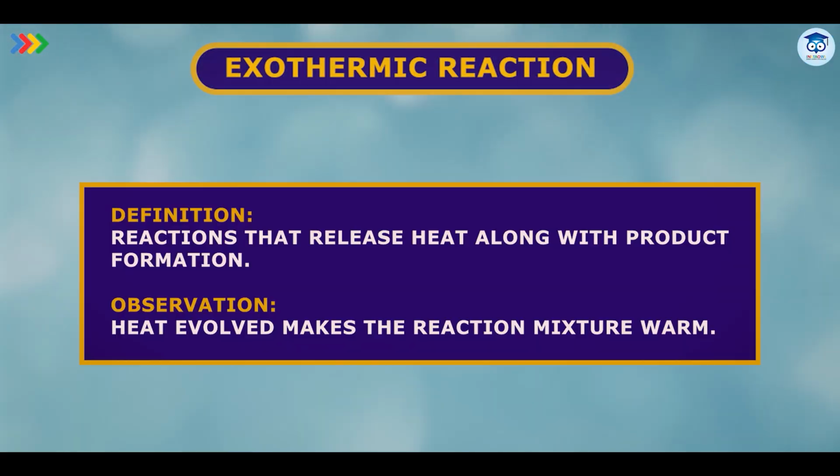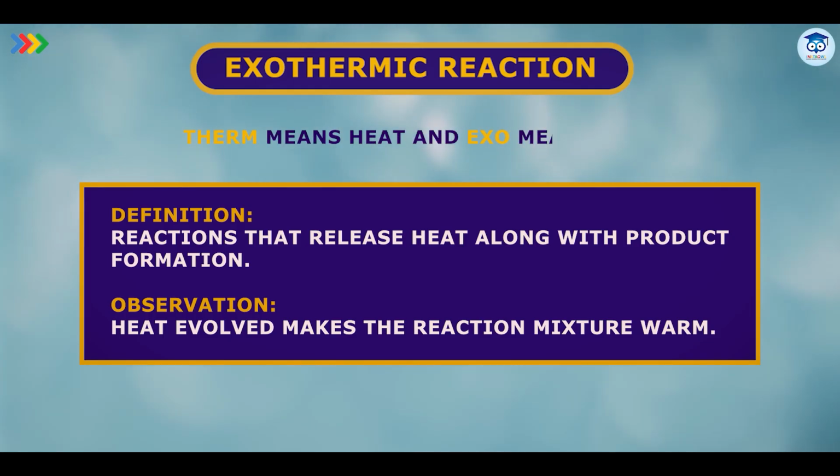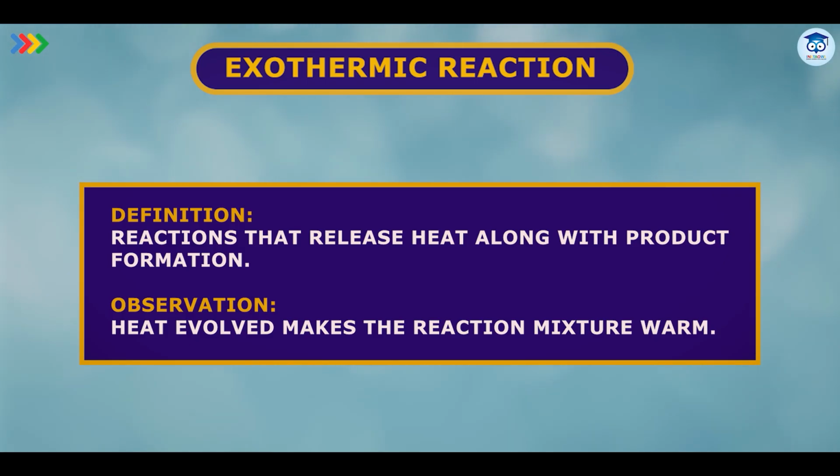Now let's try to understand another sub-part of the reaction, that is exothermic reaction. Talking about exothermic reaction, over here we can see that the word therm means heat and exo we can remember as exit. So reactions in which heat exits. When it is exiting, it will be released along with the products. So reactions in which heat is released are called exothermic reactions. What we are going to observe is that if we touch the beaker or the conical flask, it will be hot. So heat will be evolved.